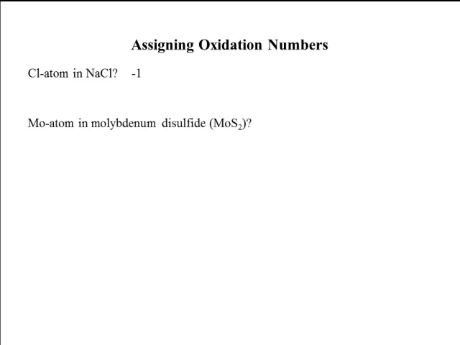Let's look at the molybdenum atom in molybdenum disulfide. Well, when I look at this, I have a sulfur. Sulfur is going to be a -2. I have 2 of those, which means the charge on my molybdenum is going to be a +4. It's a monoatomic ion, so charge is going to be equal to the oxidation number. So the oxidation number for the molybdenum is +4.